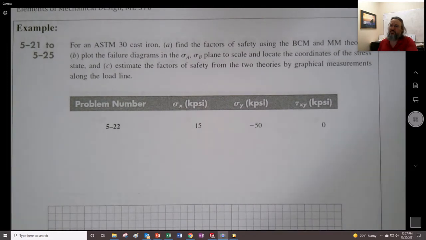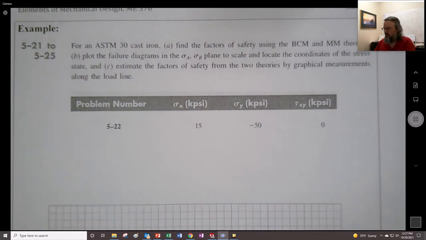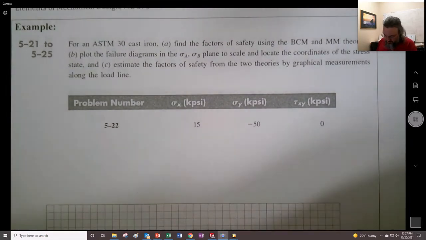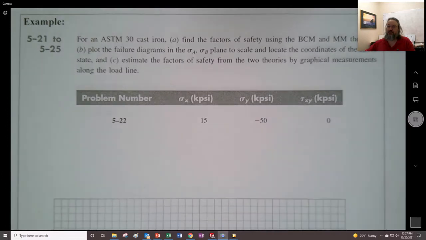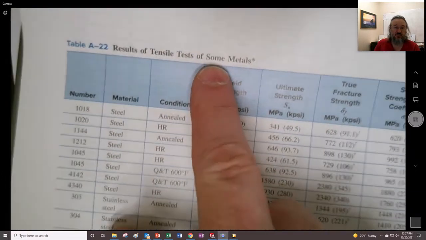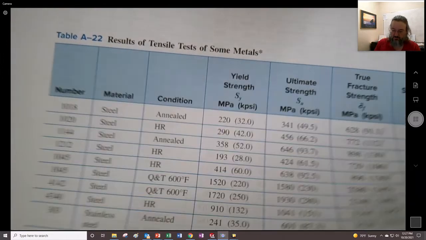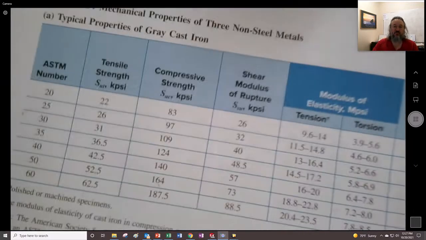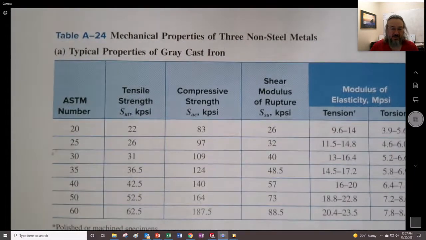One of our first tasks is to look up the material properties in our textbook, and that's going to be Table A22. Oh, I do have it memorized. A22, that's what I'm saying. Nope, I lied. I did not have it memorized. That's bad. There you go, Table A24, gray cast iron.